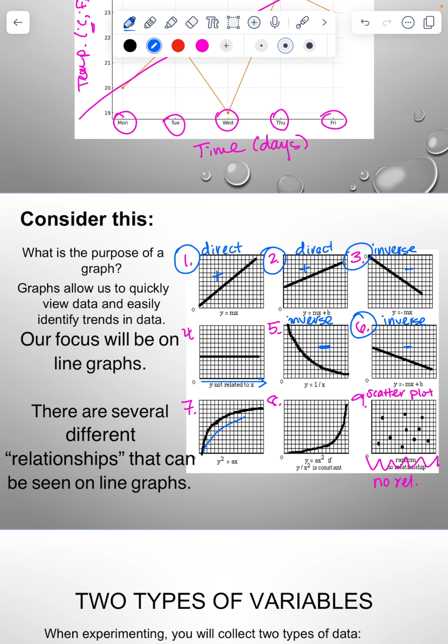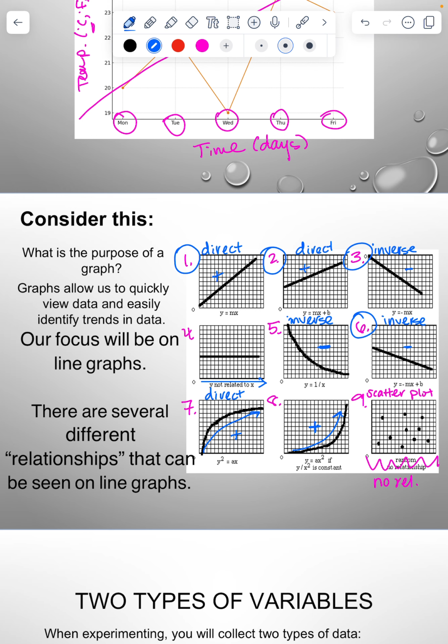Number 7 is trending up, so we have a relatively positive slope. So it's a form of a direct relationship. And 8 is kind of confusing to people. 7 and 8 usually confuse people, because both of them are trending up.